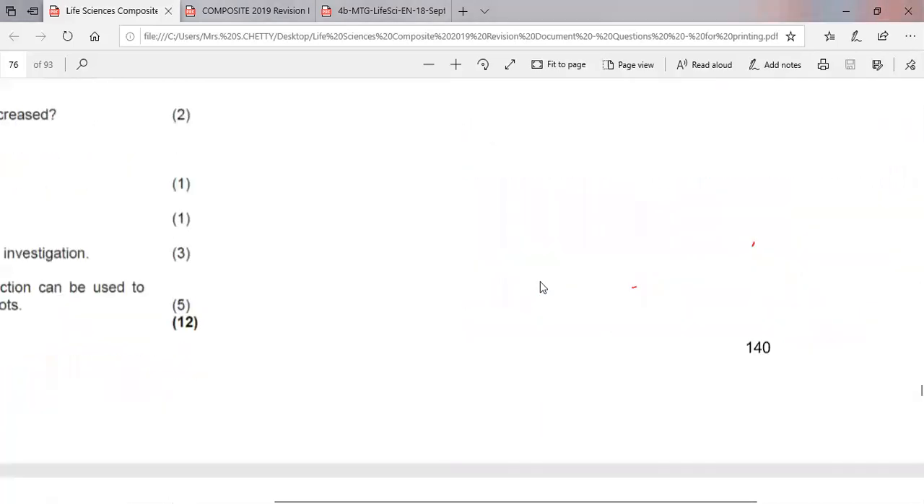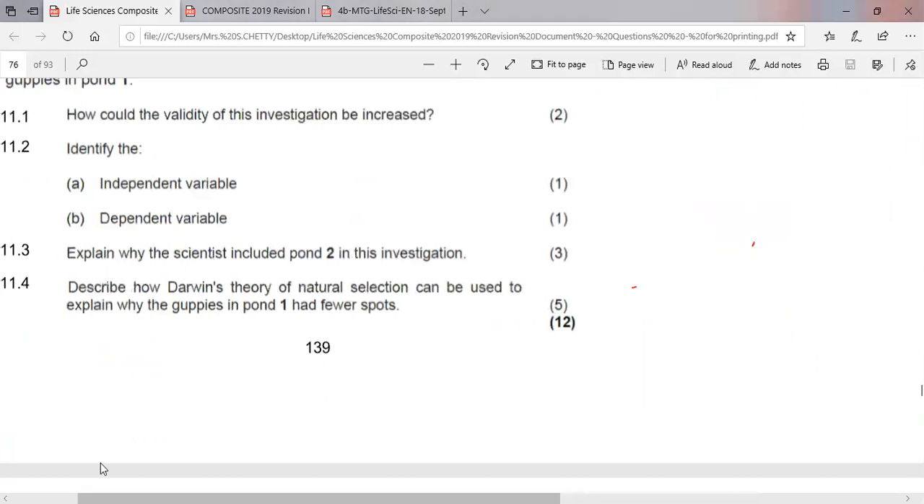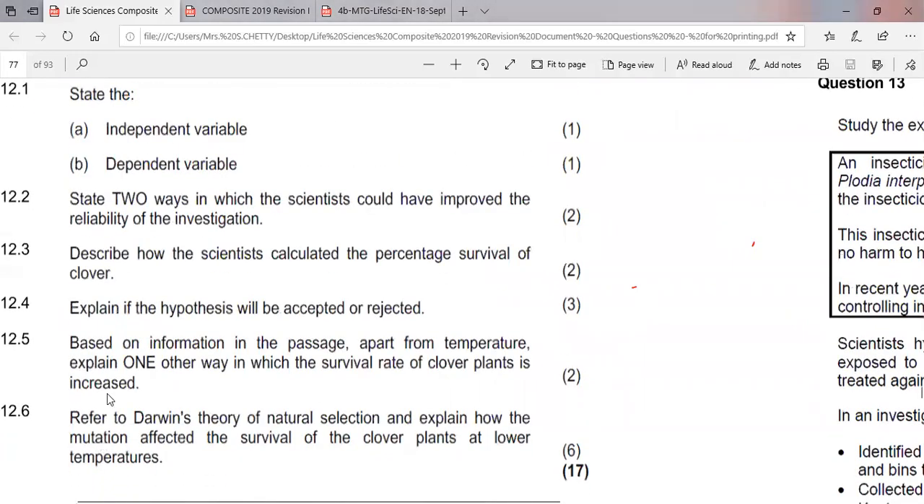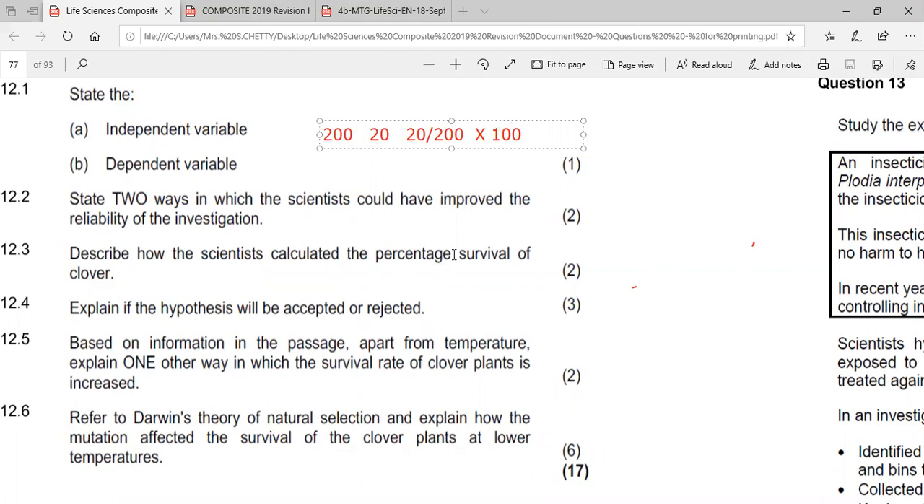We'll look at that just now. You think about it. Describe how scientists calculated the percentage survival of the clover. Percentage survival: if you had 200, and like 20 survived, how would you calculate the percentage survival? It'll be 20 divided by 200, times 100. Isn't that so? That's how you get the percentage survival. How many survived over the total that you had.